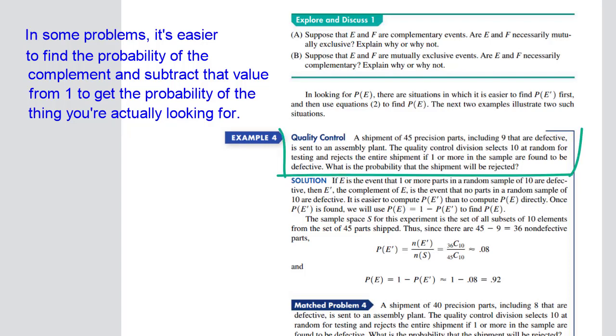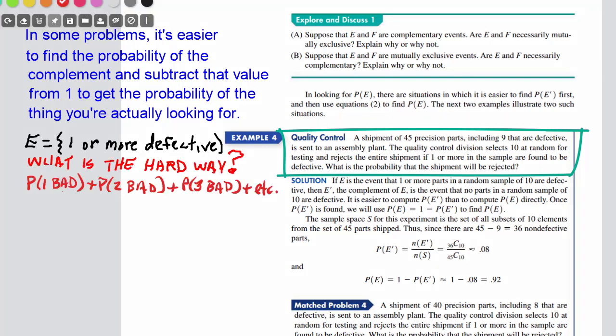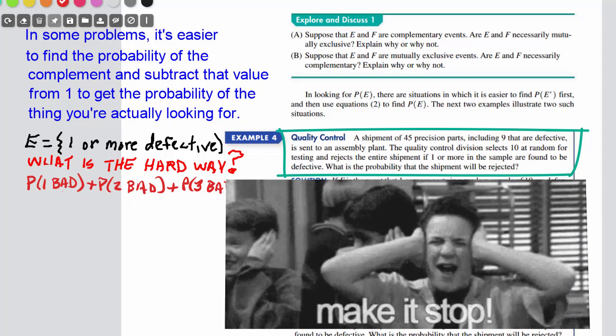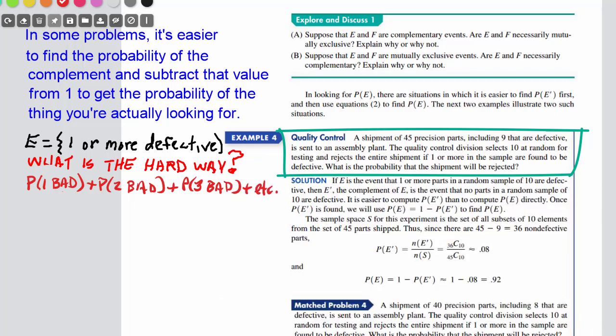It wants us to find the probability of event E, which is that one or more of the 10 chosen parts is bad. Now the hard way to do this would be to find the probability that 1 is bad, and then find the probability that 2 are bad and add that to the first probability you got. And then find the probability that 3 are bad and add all of those together and just keep on going. That would involve 10 separate calculations.